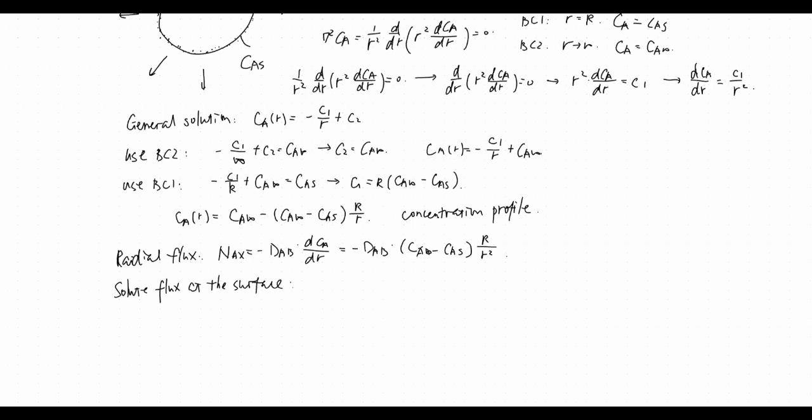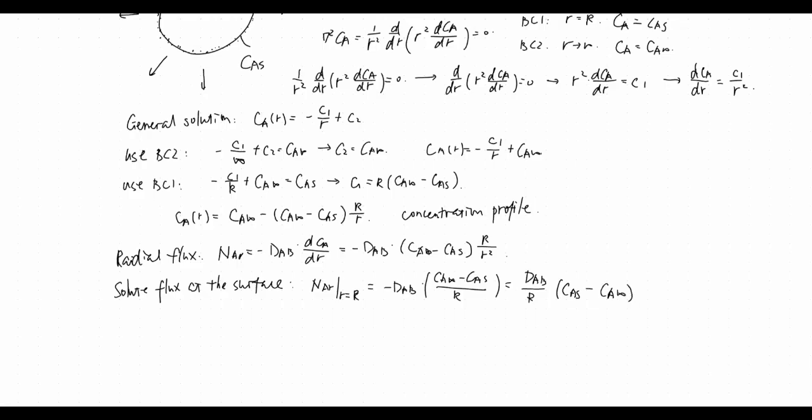You are asking what's, so it's not NAX, it's NAR. So what is NAR evaluated at r equal to capital R? It will be minus DAB times CA infinite minus CAS divided by capital R. Or you can change the sign, it's DAB divided by R multiplied by CAS minus CA infinite.